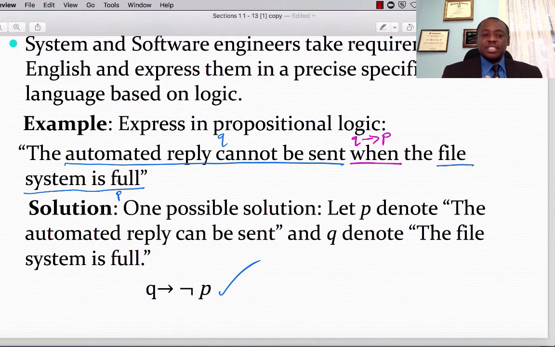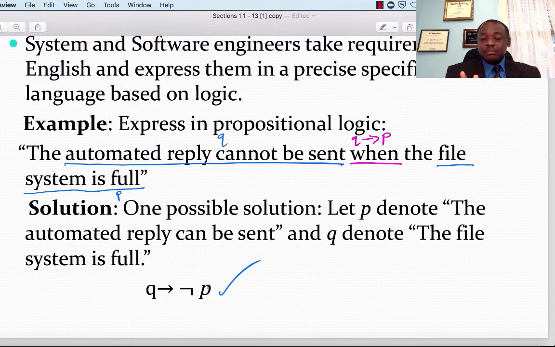If the file system is full, then the automated reply cannot be sent. Okay, so in your mind, you are moving from "when" to "if then." And if it is "if then," it's P implies Q. If it is "when," it switches. So you are turning it back to the form P implies Q.